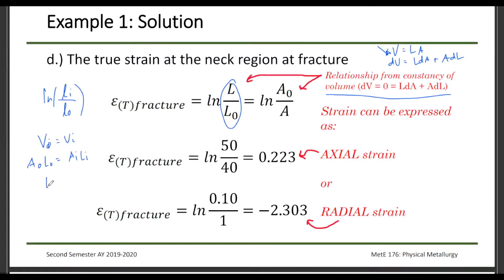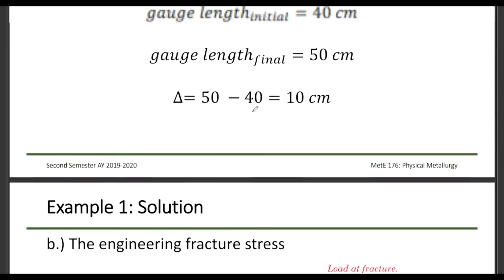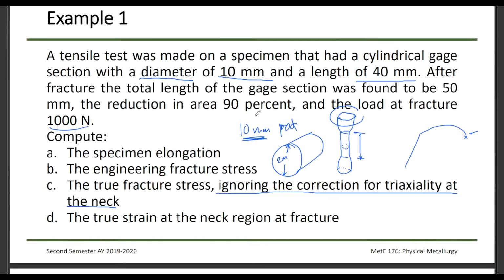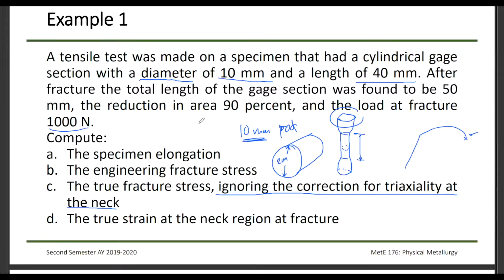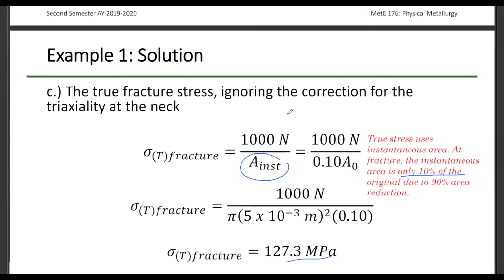And therefore Li over L naught is equal to A naught over Ai. So we can replace this with that. We replaced it because no length was given at fracture. Is that right? No, there actually is a length at fracture: 50 millimeters.